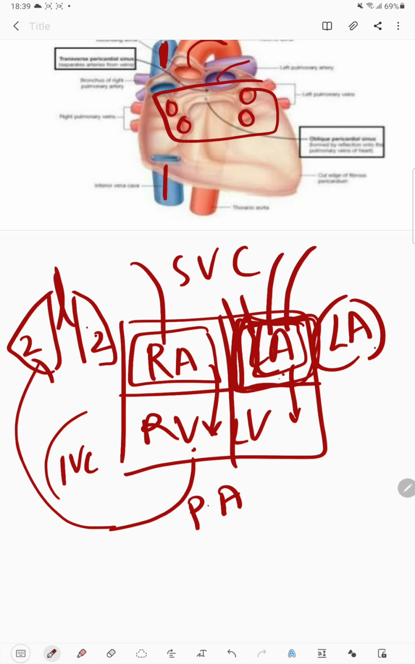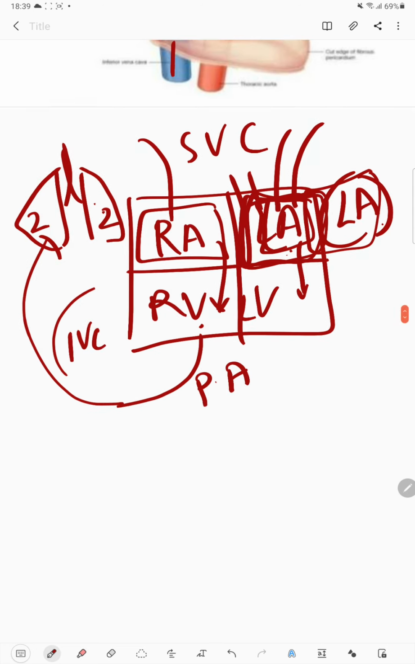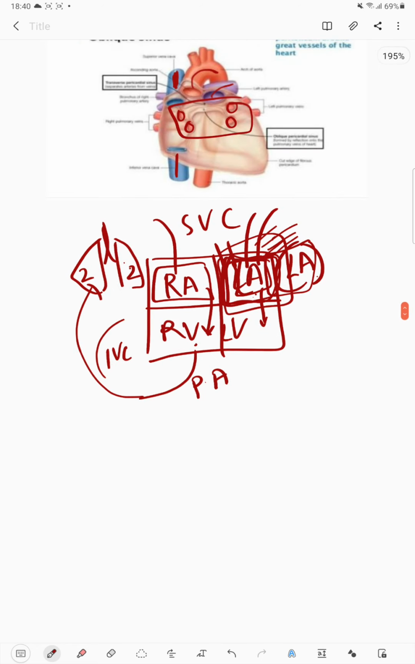Now what happens if more blood is entering your left atrium? It starts to bulge. In that case, a space should be there to accommodate it, right? So that is why behind the left atrium there is a potential space to accommodate the bulging left atrium in case there is an increased venous return. Okay, so that space is called the oblique sinus.